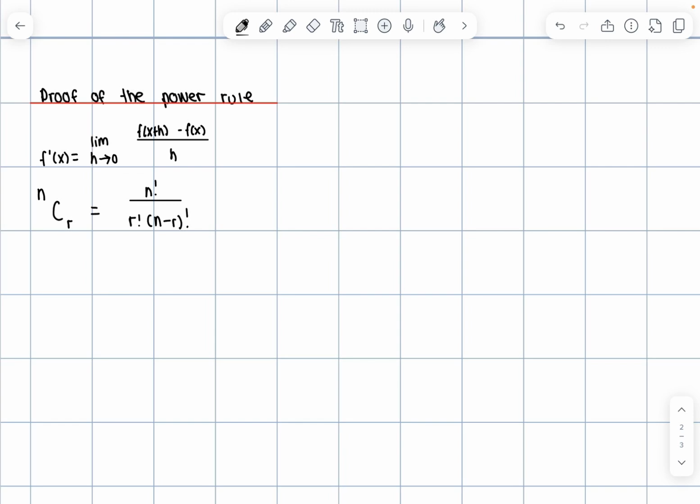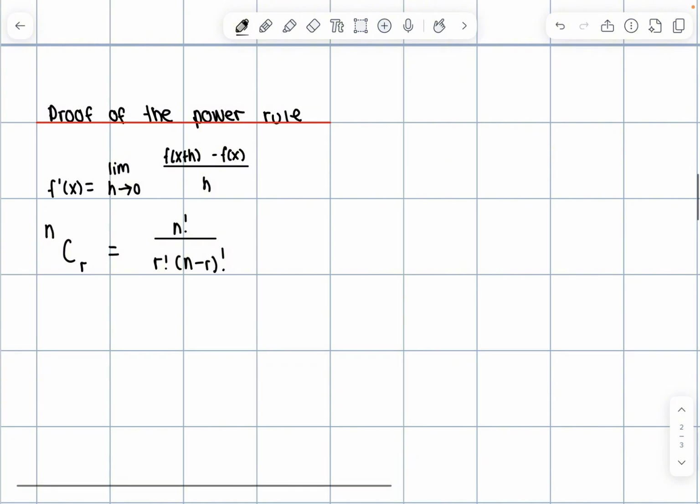I'm just gonna show the proof of the power rule using first principles. So we've established from our previous video that this formula here is the formula for a derivative. And then for the power rule, we're gonna need to understand this. Well, not really understand it, just be able to use it, because to be honest, I don't really understand it.